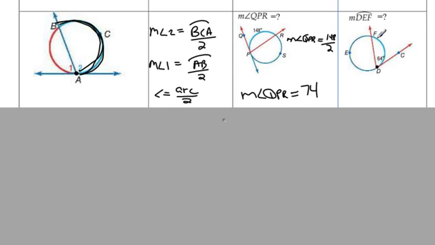So if we want to find arc FD, we would double it. But this question is asking us for the measure of arc DEF. So I'd like for you to pause the video and see if you get the same thing that I do. Okay, and I got 232 degrees. If that's not what you got, go ahead and raise your hand.